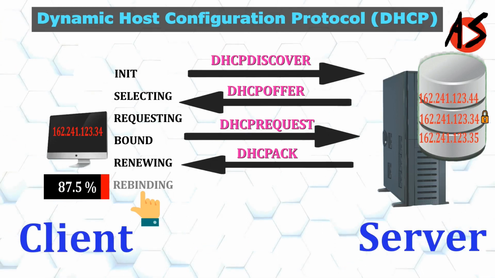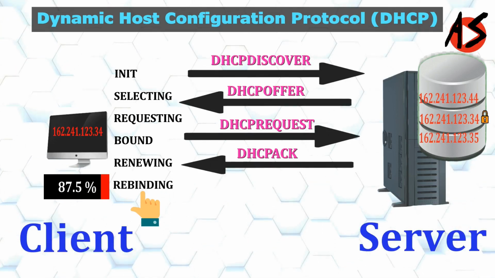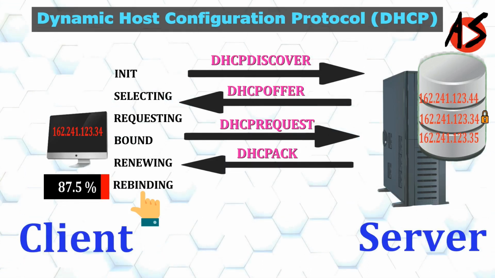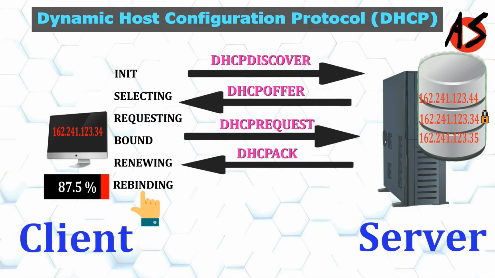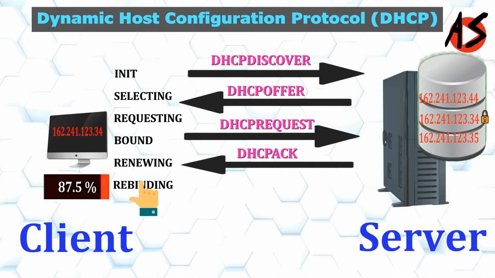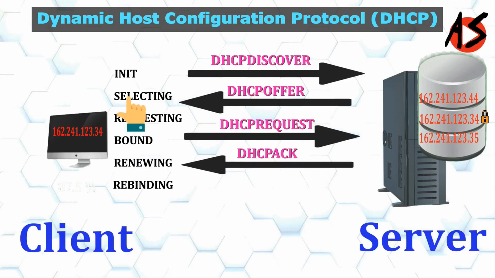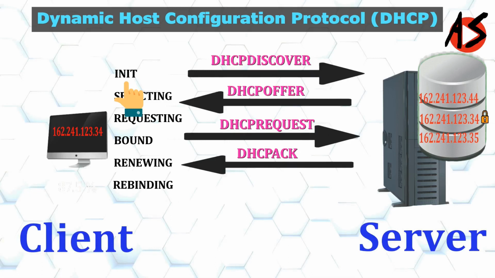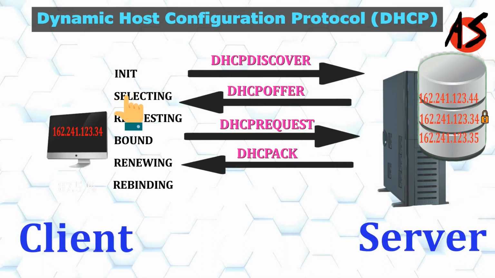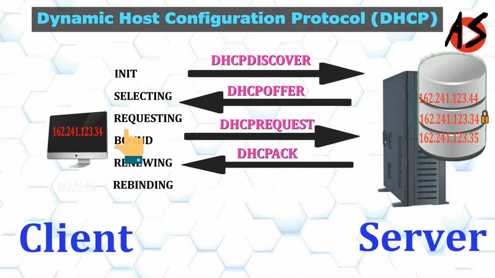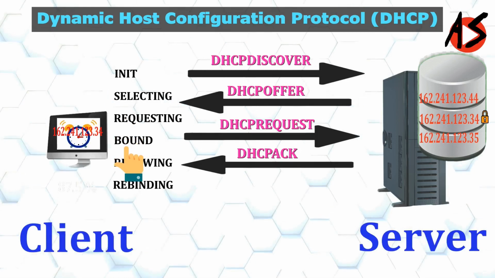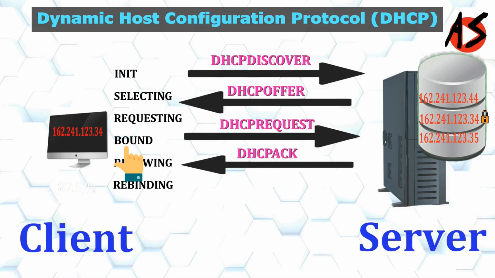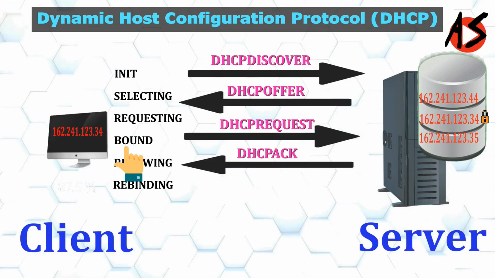The client remains in the rebinding state until one of three events happens. If the client receives a DHCP NACK or the lease expires, it goes back to the initializing state and tries to get another IP address. If the client receives a DHCP ACK, it goes to the bound state and resets the timer. So this is how DHCP manages IP addresses.